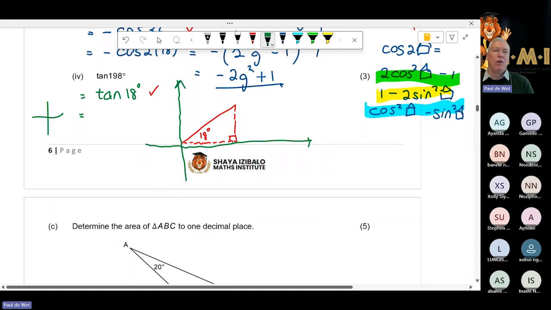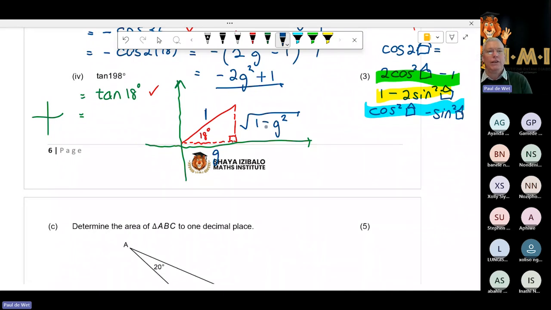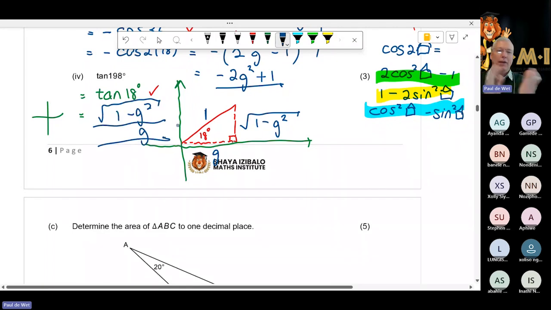Okay. So what goes where here? One is the hypotenuse. Yes. And g is on the x-axis. Well done. And then this must be? Well done. 1 minus g squared. And then what you said is your final answer, tan is opposite over adjacent. So you said square root of 1 minus g squared over g. Okay. Very nice.